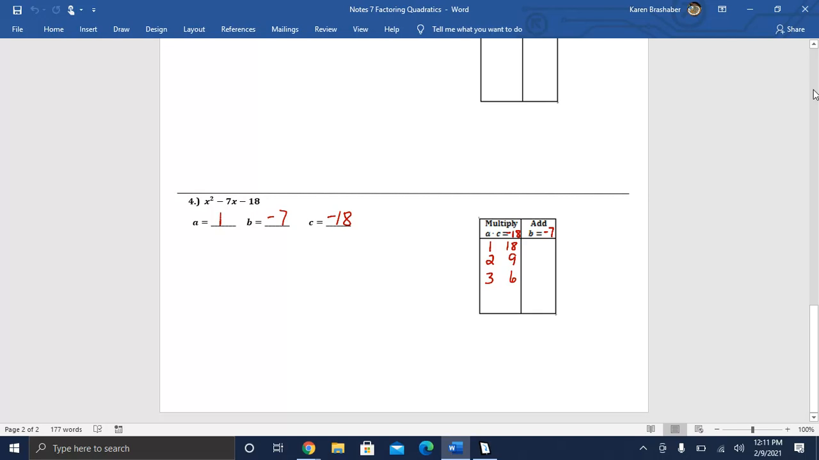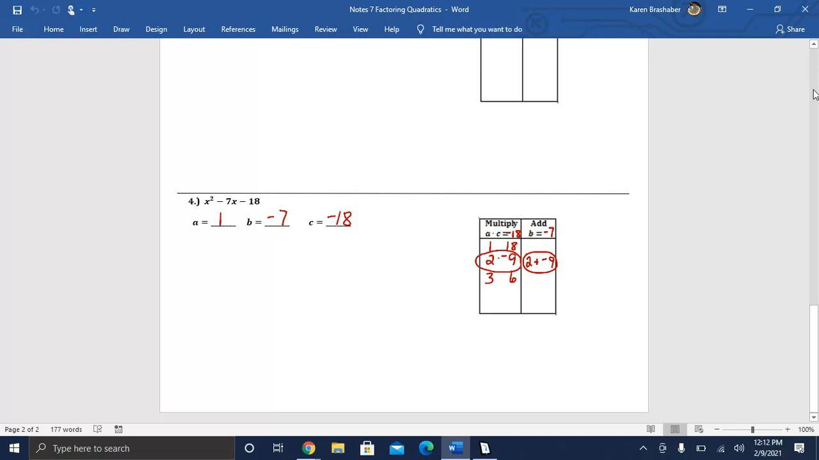Since our add number is negative, we want our bigger number to be negative. And the only pair that could possibly work is the 2 and the 9, because they do differ by 7. We want to use a negative on the 9. 2 positive times 9 negative would give you negative 18. Positive 2 plus negative 9 would give you negative 7. So your bigger number was negative, and that's what made the B become a negative. So we're ready to go back to our problem.